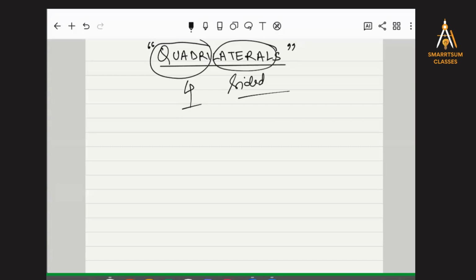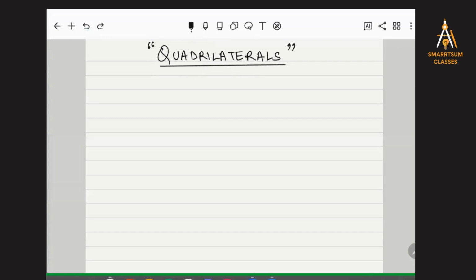So any figure which has four sides can be called a quadrilateral. A quadrilateral is a broader category of the polygon. It is a polygon having four sides. Now into this we have different categories. I hope you have already learned these things in your previous classes, but we will revise them quickly, and then move further to the theorems related to it.